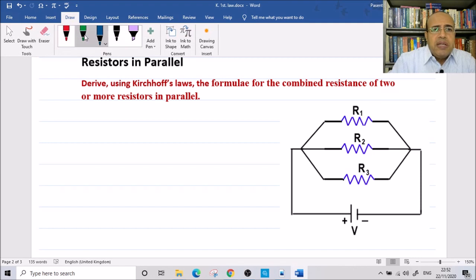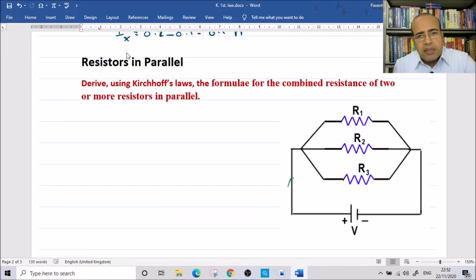Let us study this circuit. Here we have the conventional current. Let the conventional current from the battery be denoted by I, and this is a junction. At this junction, the current will be distributed into I1, I2, and I3. So this is junction A and this is junction B. Of course, the current leaving at B is the same, so it will be the same current.